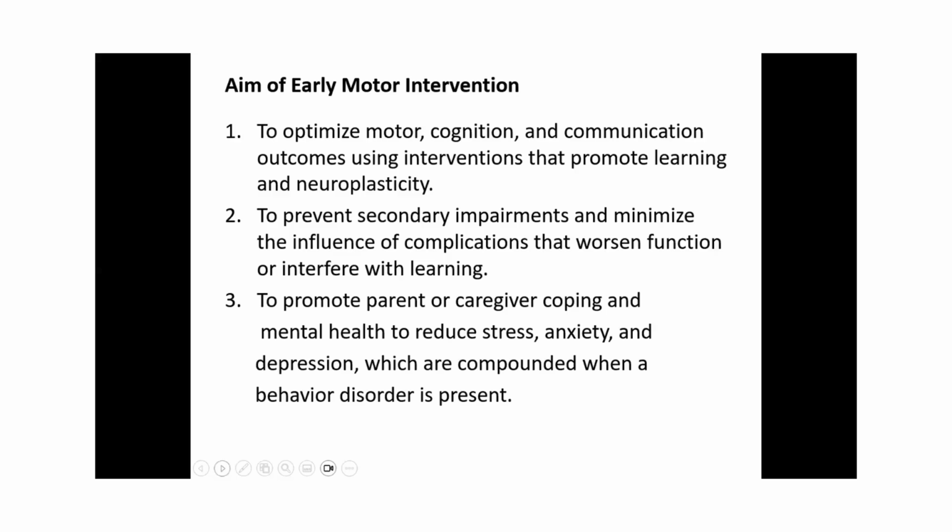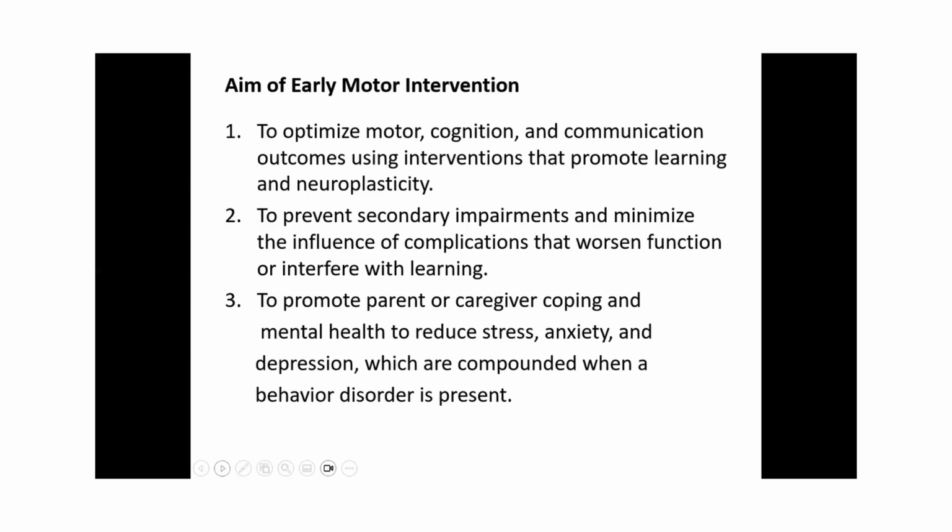So what should be our aim of early motor intervention? To optimize motor, cognition, communication outcomes. We do not do only physiotherapy with the child. We ask the child, can you reach out for this? Look, this is a ball. So the child uses vision, the child understands your language. So the child's cognitive abilities improve. The child tries to speak or tries to use other modes of communication like augmentative and alternative communication. So through therapy, through quote unquote physiotherapy, we are actually promoting the overall child development.